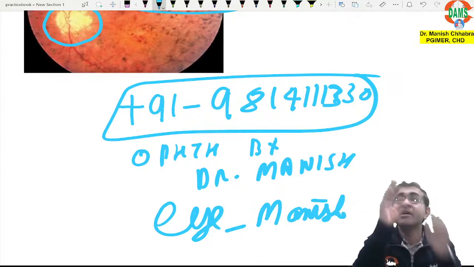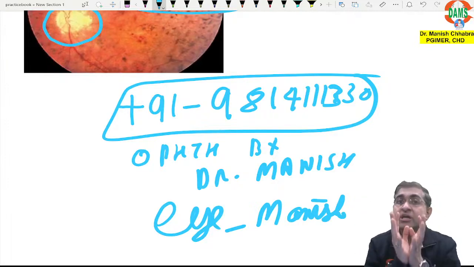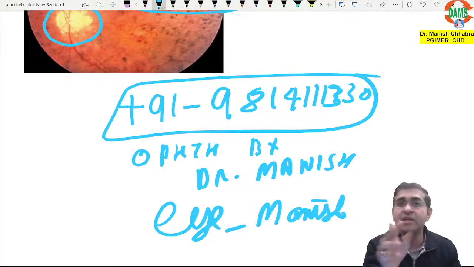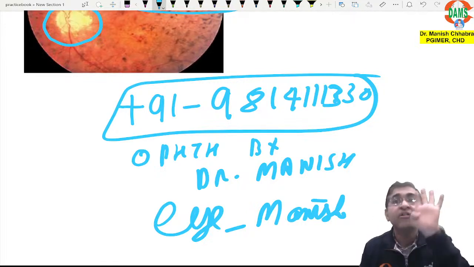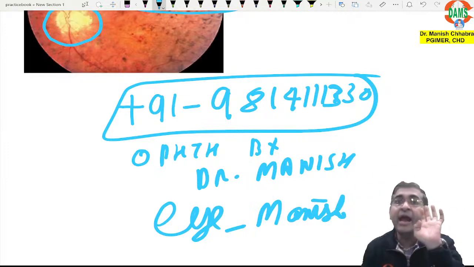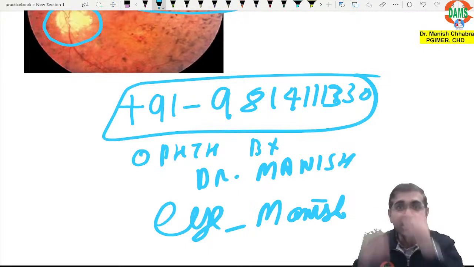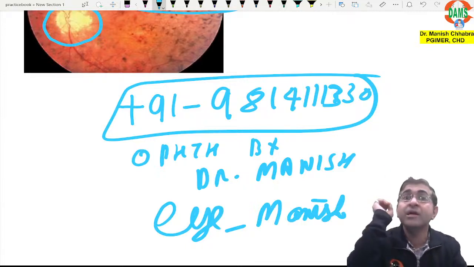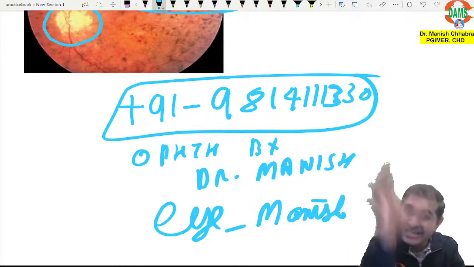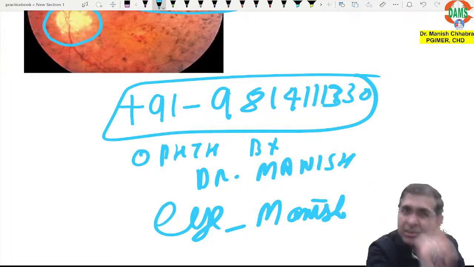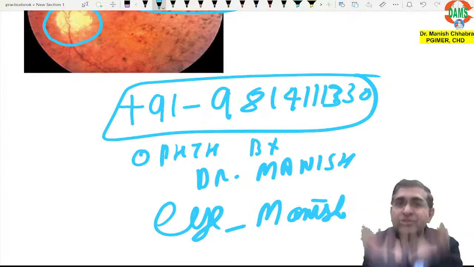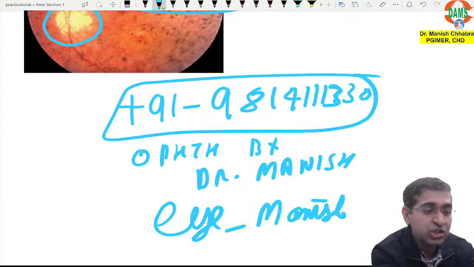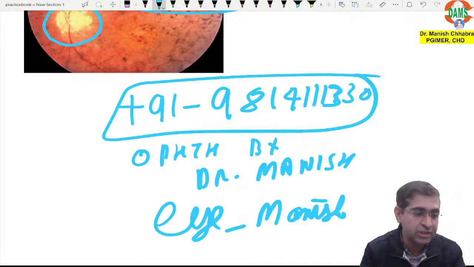In very severe NPDR, there should be two or more things out of this 4-2-1. Two things means hemorrhages in 4 quadrants and venous beading in 2. Yes, it is very severe. Or hemorrhages in all 4 quadrants and 1 IRMA. Or 1 IRMA and 2 venous beading. This is NPDR. If we talk about PDR, there should be proliferation, neovascularization, the image of which I showed you. I hope it is well understood.